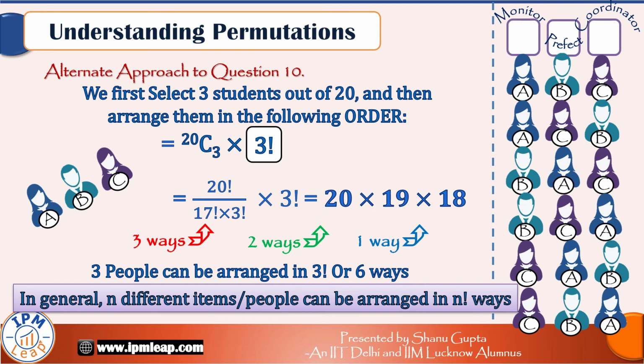So hope the difference of combinations and permutations is clear now with the help of question 9 and 10. Combinations is just selections, the order is not important. Permutations is selections and then arrangement of the selected items. Order becomes important here.